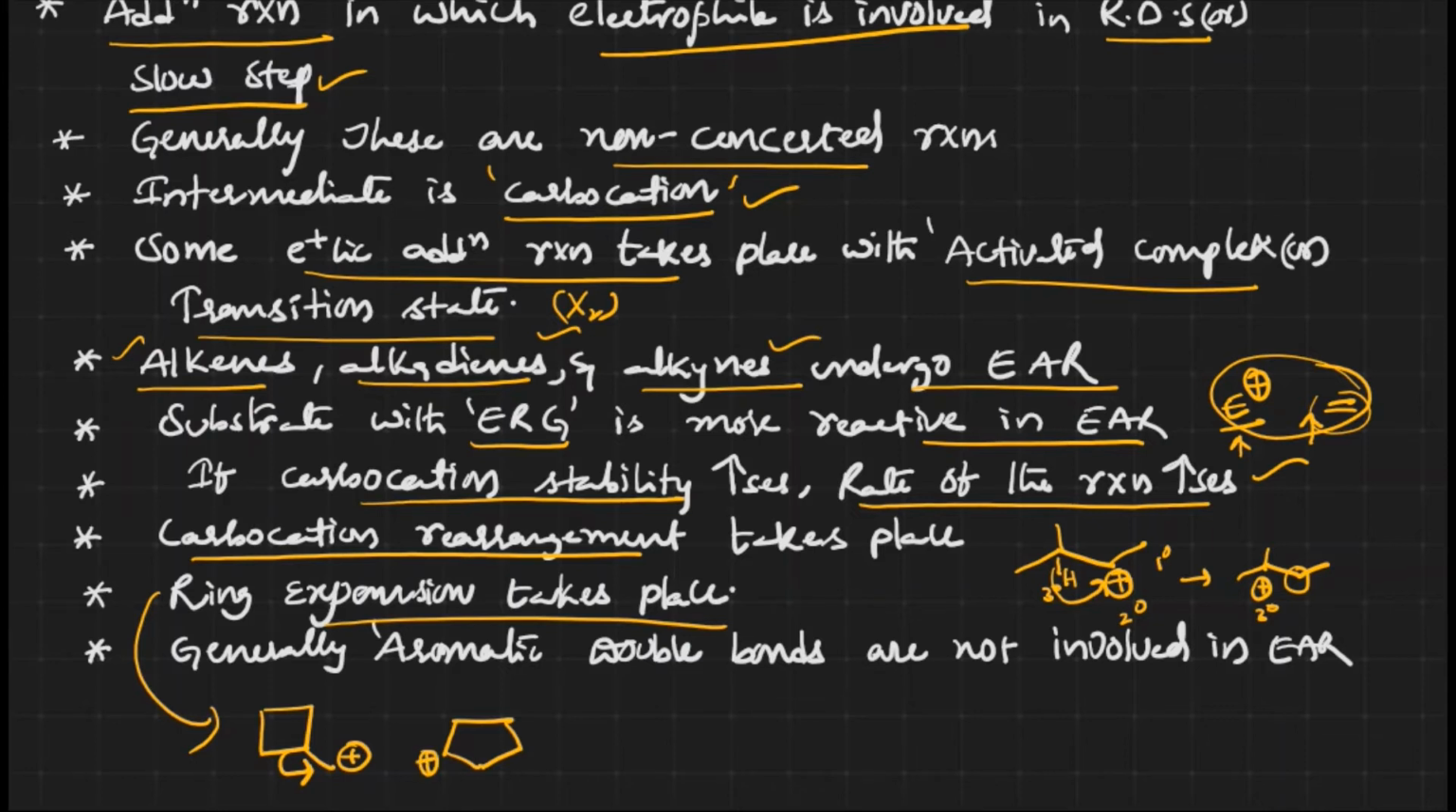At any one of these positions, a carbocation is generated, right? What happens is that, compared with this particular ring, the second 5-member ring is more stable. That is why ring expansion also takes place during the reaction.